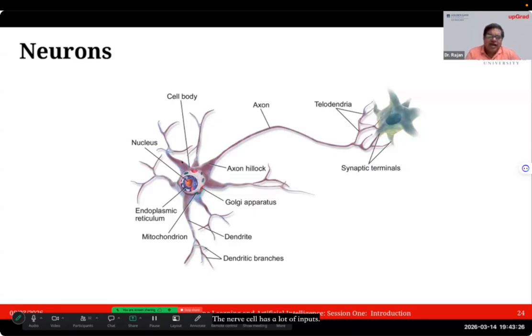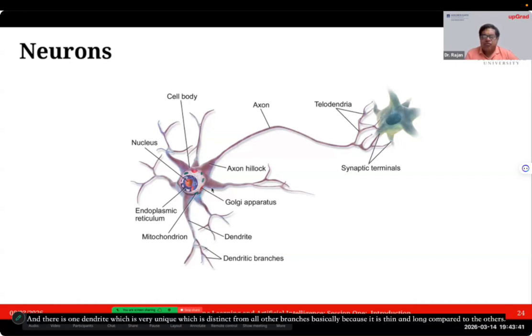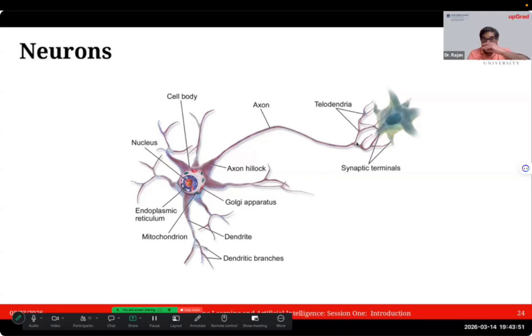The nerve cell has a lot of inputs. It gets a lot of inputs through what are called dendrites. Dendrite basically means a branch. So through a lot of branches, it gets a lot of inputs. And there is one dendrite which is very unique, which is distinct from all other branches, basically because it's thin and long compared to the others. And that is the branch through which the output of the neuron is given. The output goes through this axon. This is called the axon.